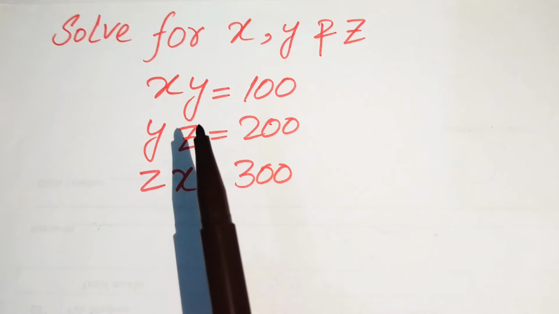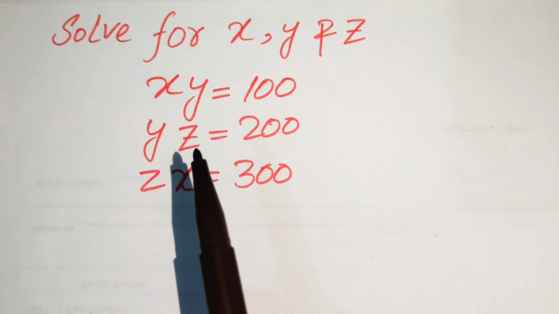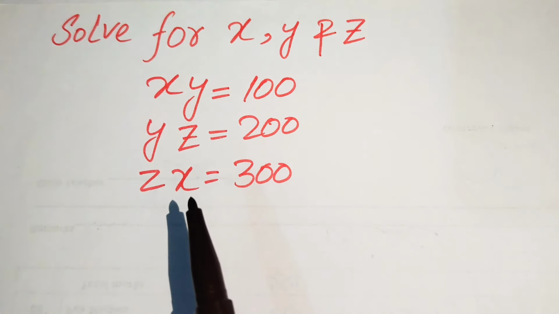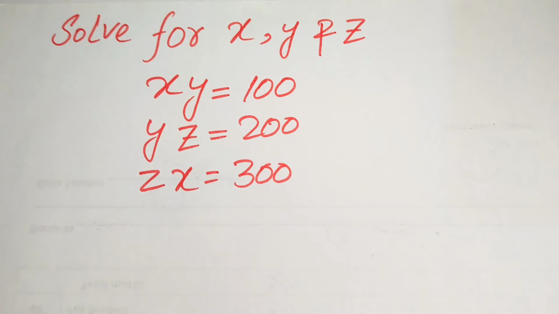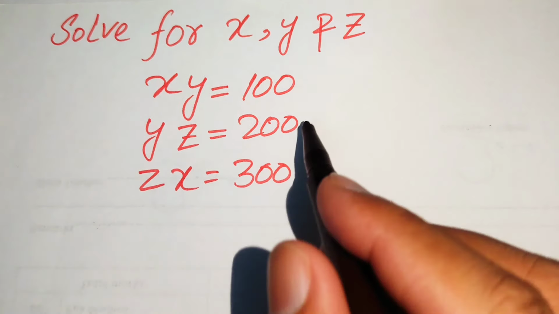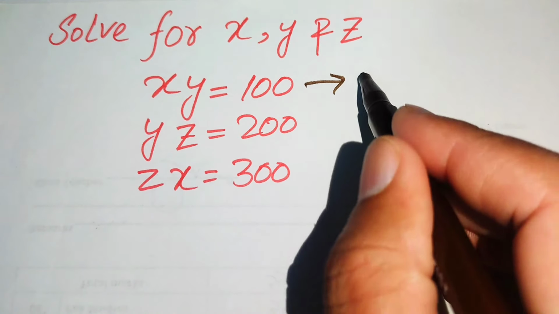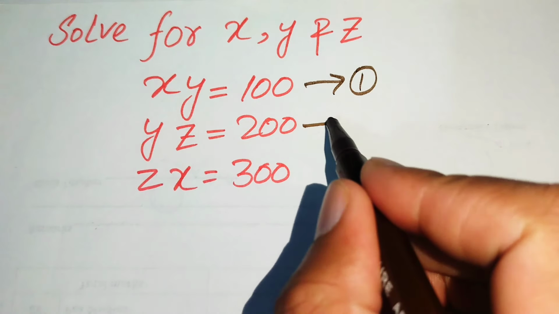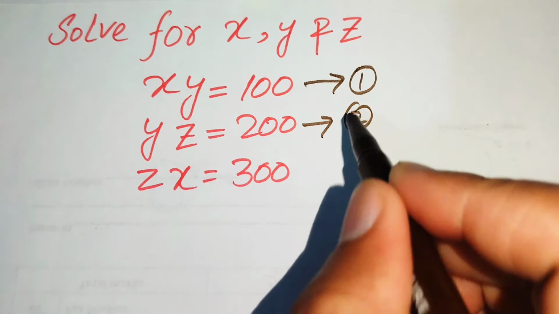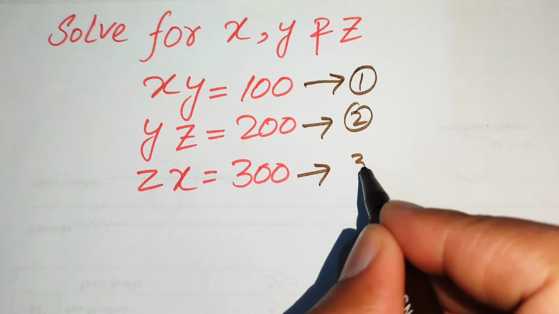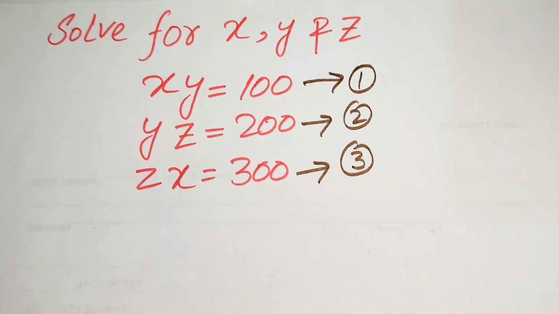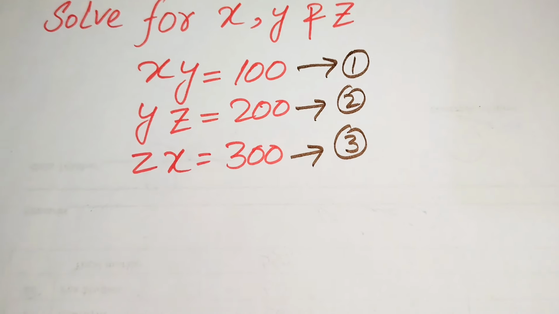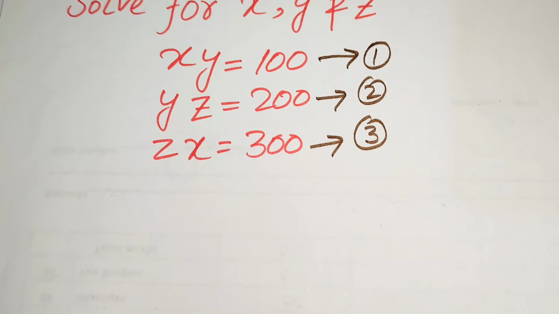If we have xy equals 100, yz equals 200 and zx equals 300. So here the very first step we are going to do is we call this equation number 1, this equation number 2, and this equation number 3. So here I will introduce a unique method to find the values of x, y and z, and I hope you like this method.